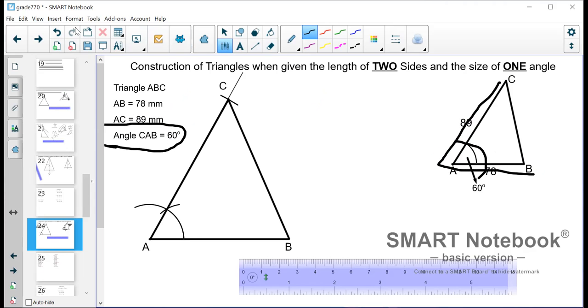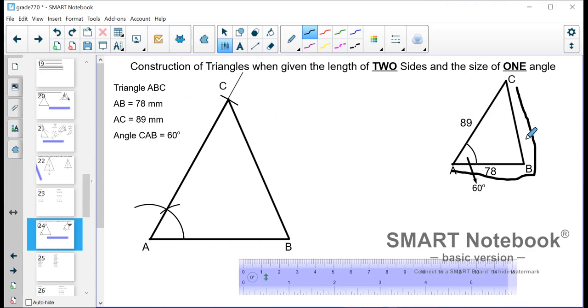If it was given as ABC, it would have been this angle here, which should be 60 degrees. All right, so please ensure you remember that.